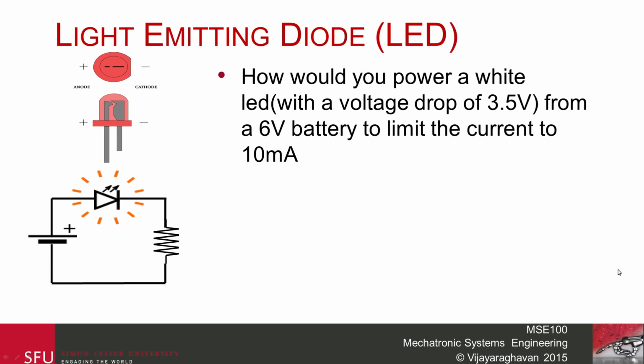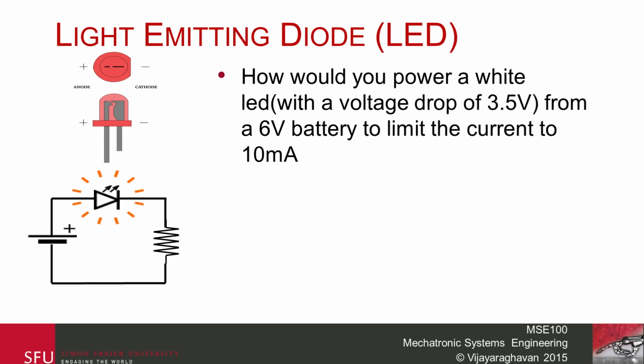So for instance, imagine you have a white LED which has a voltage drop of 3.5 volts, and then you wish to power it from a 6-volt battery, limiting the current to 10 milliamps. So the current is the rated current of this LED. At this point you can pause this video and think about this a little bit. The basic idea is how do you bias this LED. You can scroll back to the video where we discuss using resistance in series and how you can use it to limit the current or limit the voltage through the load.